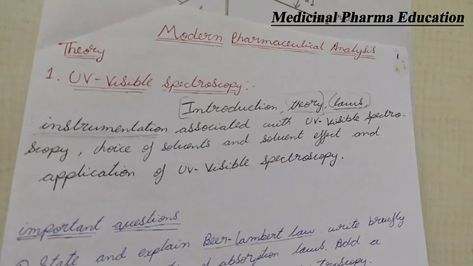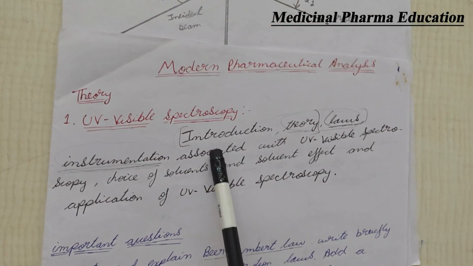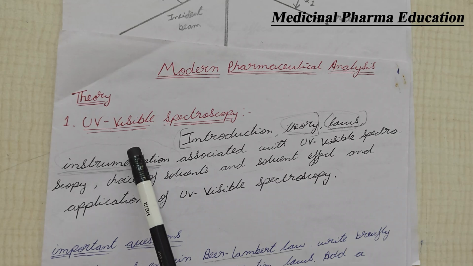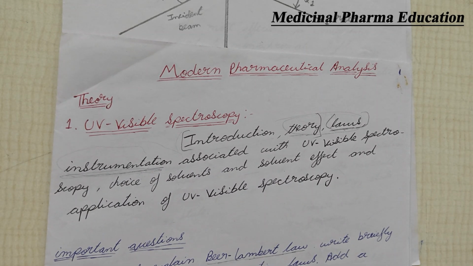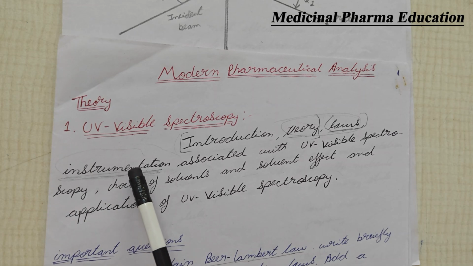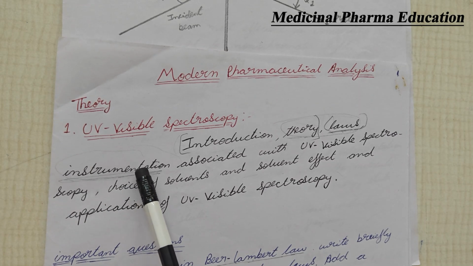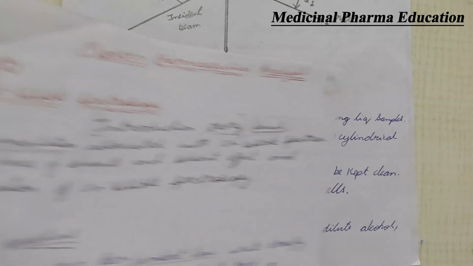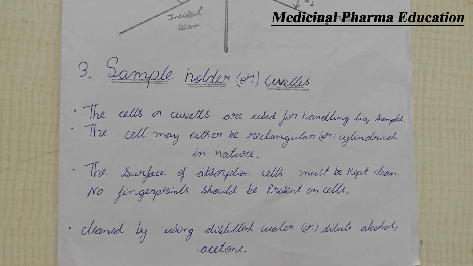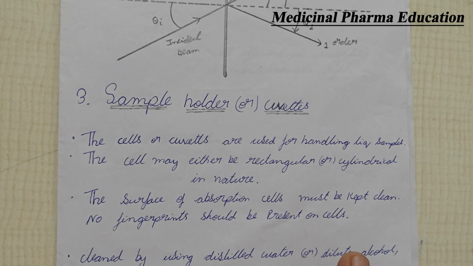In the previous videos we have completed the introduction, theory and laws. And in instrumentation we have completed the light source, types of light source, and we have discussed the collimating system and the monochromators used in the instrumentation. Now the third point, the sample holders and the cuvette. Today's class we will complete the instrumentation.